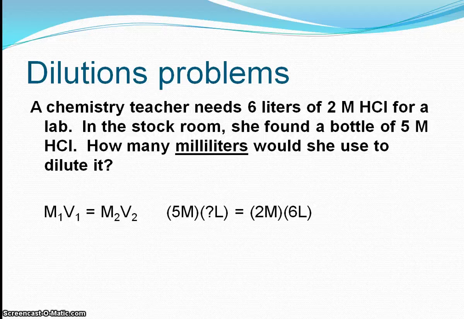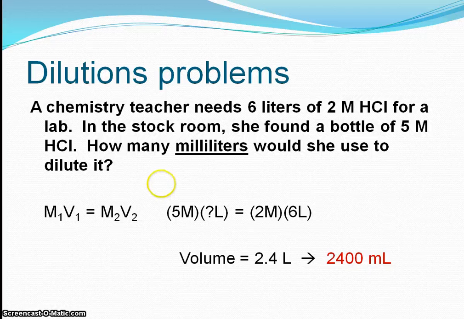Solve for what you're missing, so in this case we're missing the liters. And then just be careful because this question asks you for milliliters, so you just need to convert it at the very end. So for dilution problems, you'll get 3 out of these 4, and you just have to solve for the 4th one.